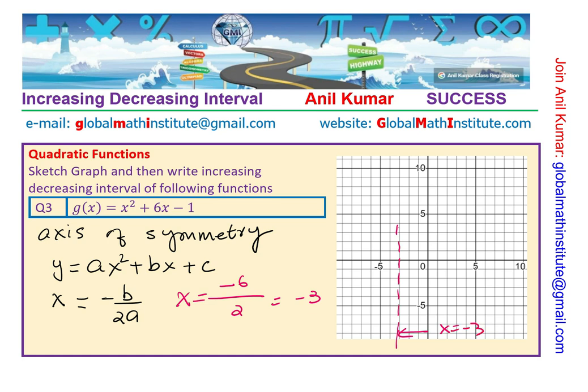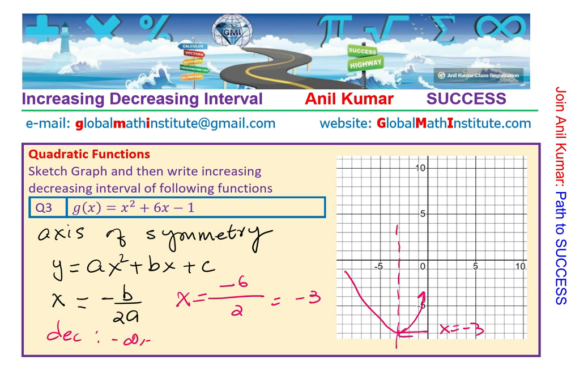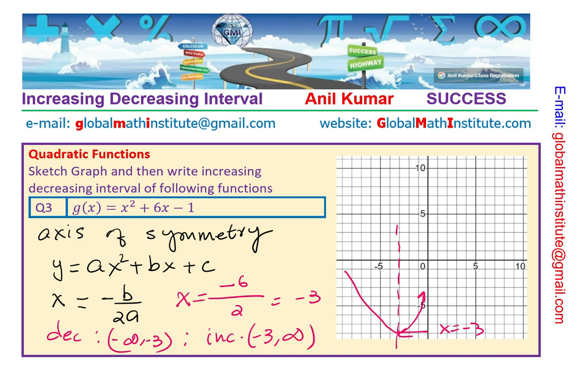Since the parabola opens upwards, we have the graph going like this. And clearly, we can say that it is decreasing first from minus infinity to minus 3 and thereafter increasing from minus 3 to infinity. So in this case, you do not have to do completing the squares to find the vertex. I hope that makes sense. So that's the tip of this particular video.